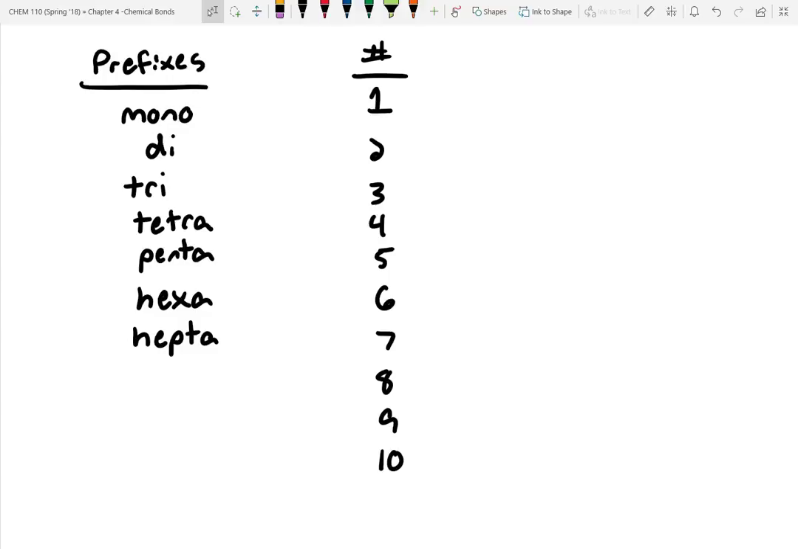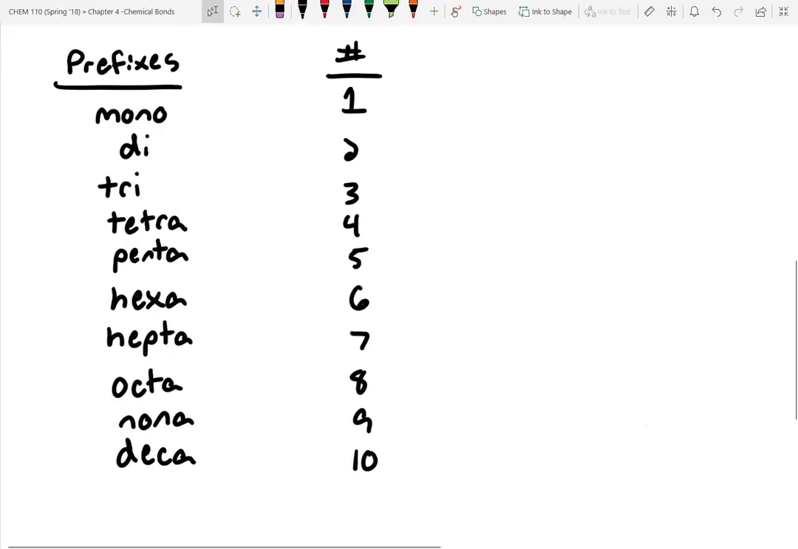What do you think 8 is? Octa. 9 is nona. And 10 is deca. So I do want you to know these prefixes. Most of them are fairly intuitive. The ones that people mess up are di and bi. You want to use di, not bi. And then same thing with the one for tetra. Sometimes students will write down quad. You always want to use tetra rather than quad.